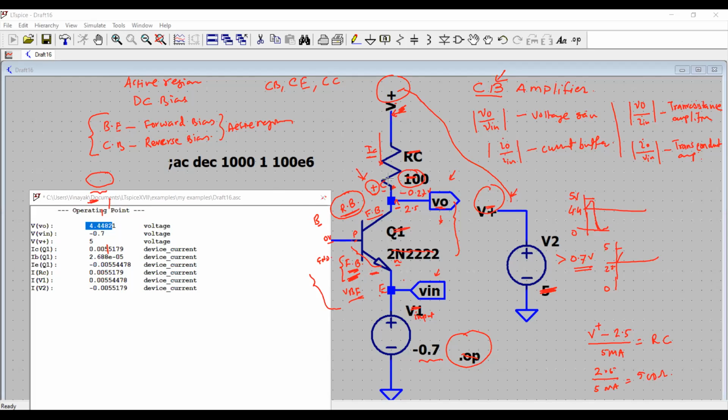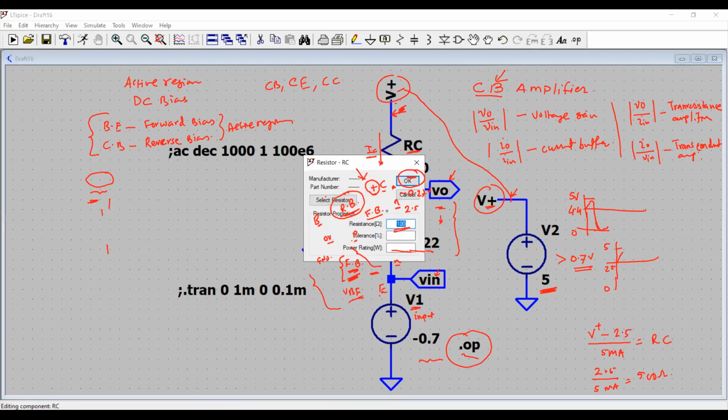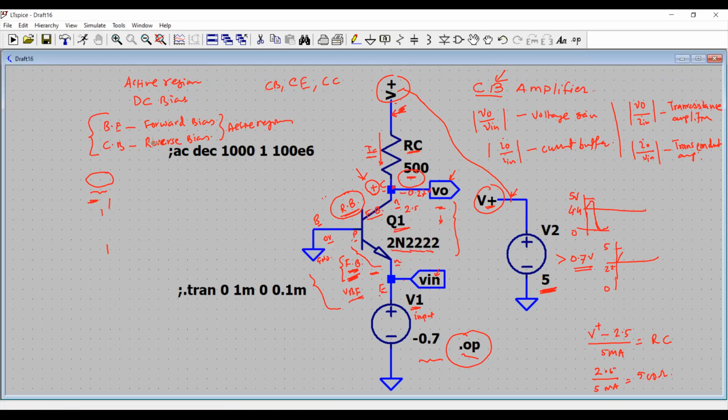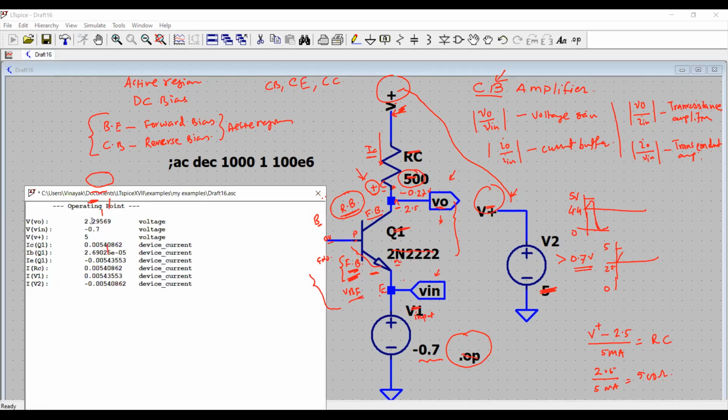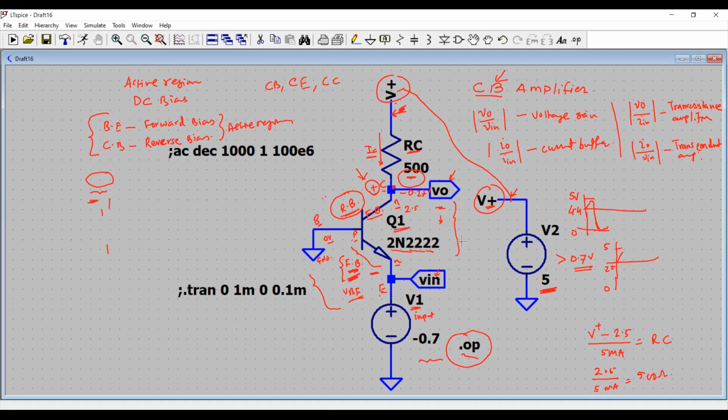So what about we just click here and we'll say this is like 500 ohm. Click OK, simulate. That's correct. So it is almost 2.2 now. You see 2.29. So that's perfectly biased now.